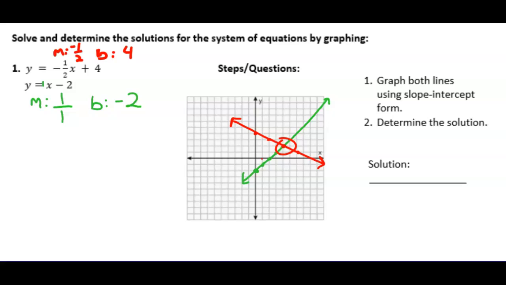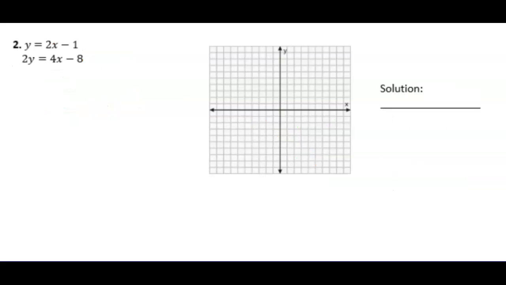What is it? 1, 2, 3, 4 is my X value. And 1, 2 is my Y value. So my solution is (4, 2). Okay? Fantastic. Let's look at a second example. Number 2. If I were going to graph these, what would I get?